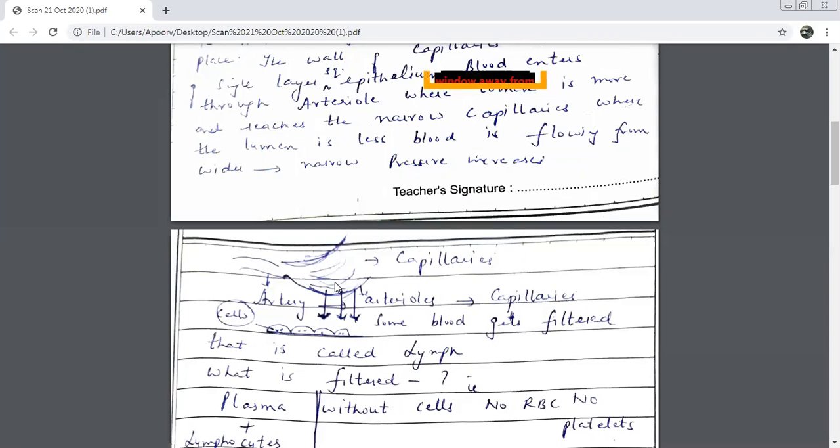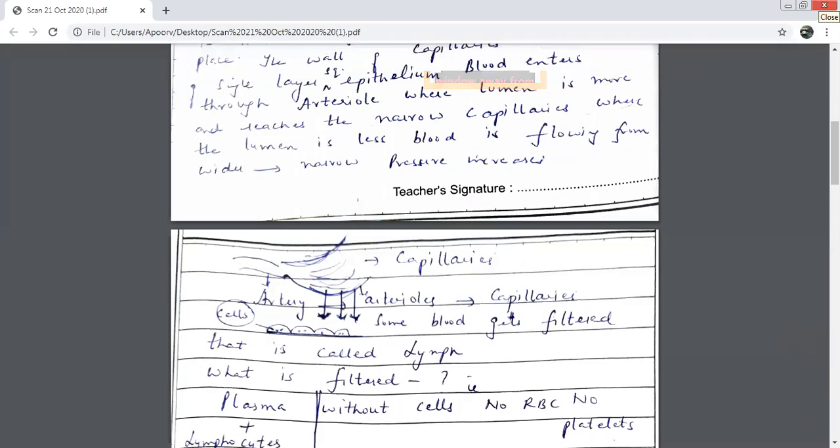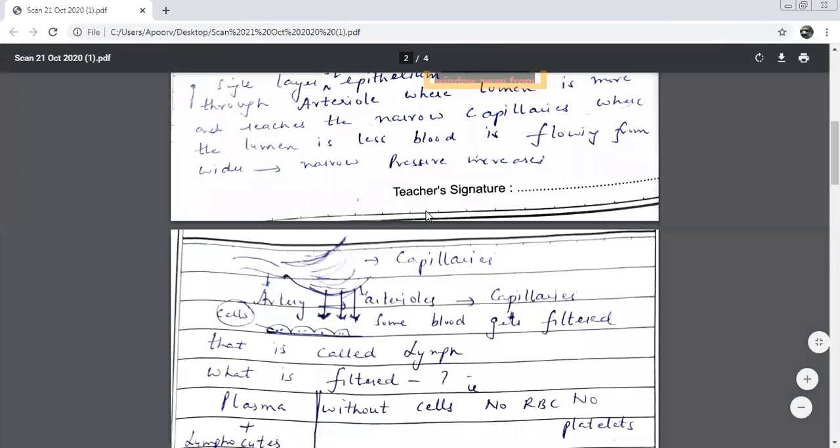How many layers do they have? One. Single layered. So will it be easier for things to flow out? If something has to go out, will this system support or not? If there are many layers, it will find difficulty. Here you just have a single layer, and that too the layer is very thin. So there are two things which are going to support. One is the high pressure of the blood, and second is that the wall of the capillary is very thin.